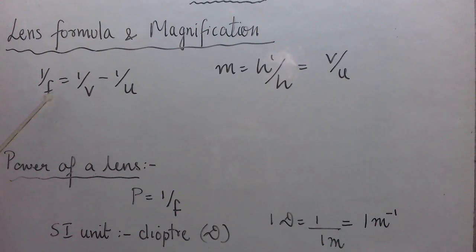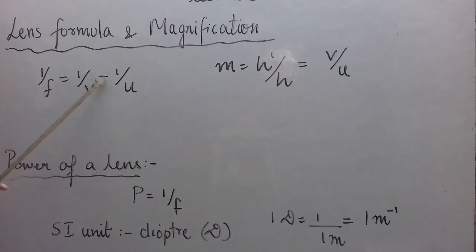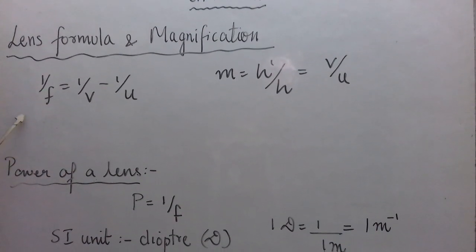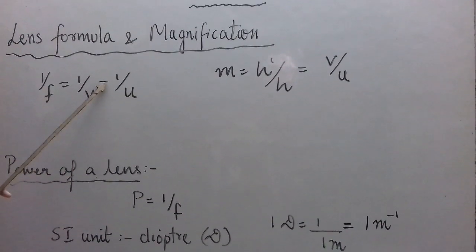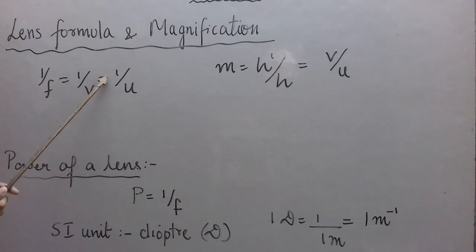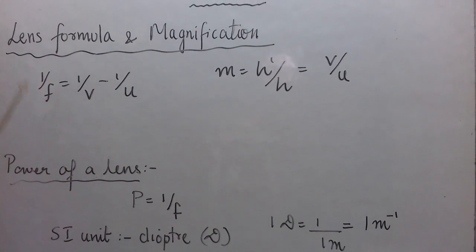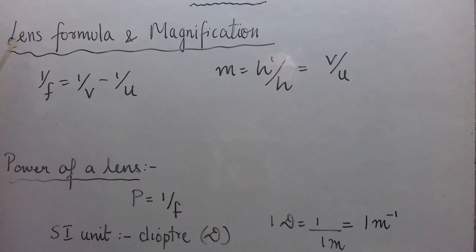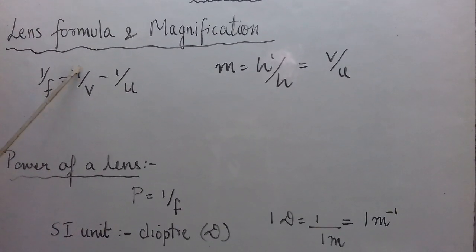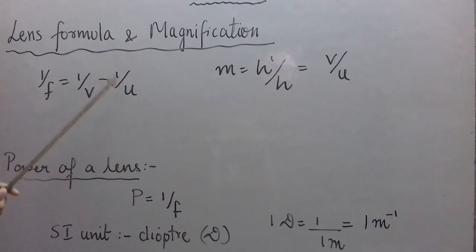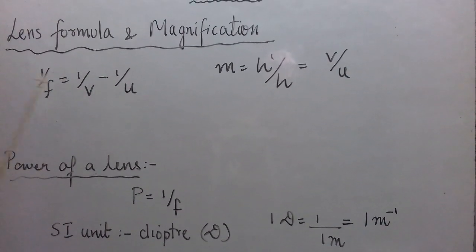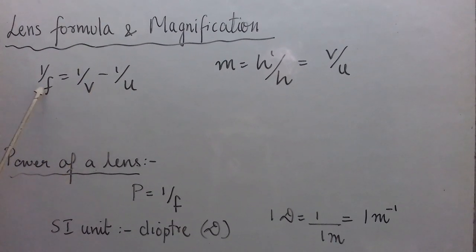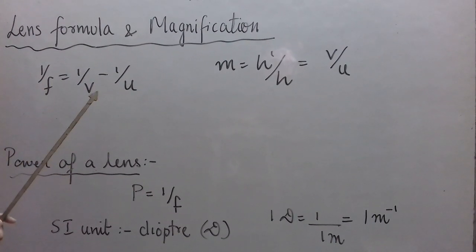1 upon F is equal to 1 upon V minus 1 upon U. If you remember the mirror formula, in the mirror formula it was positive. In the lens formula this is negative. The mirror formula was 1 upon F is 1 upon V plus 1 upon U and the lens formula is 1 upon F is equal to 1 upon V minus 1 upon U. But whenever you do the numericals, all should be in the same units, either in meter or in centimeter.